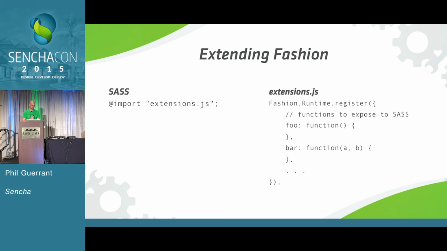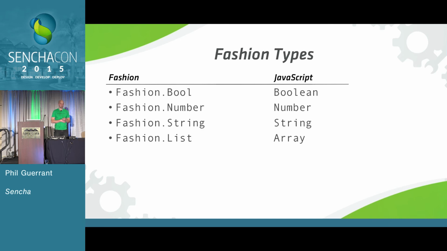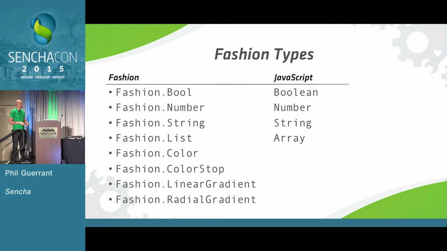So real quick, let's talk about those parameters that come into your fashion extension function. What are those things? What kind of variables are those? So first of all, we have several fashion types which wrap native JavaScript types. So we have fashion.bool, which wraps a Boolean, fashion.number wraps a number, fashion.string wraps a string, and fashion.list wraps an array. Additionally, fashion has several other types, like color, the one we just used, and color stop, linear gradient, and radial gradient.